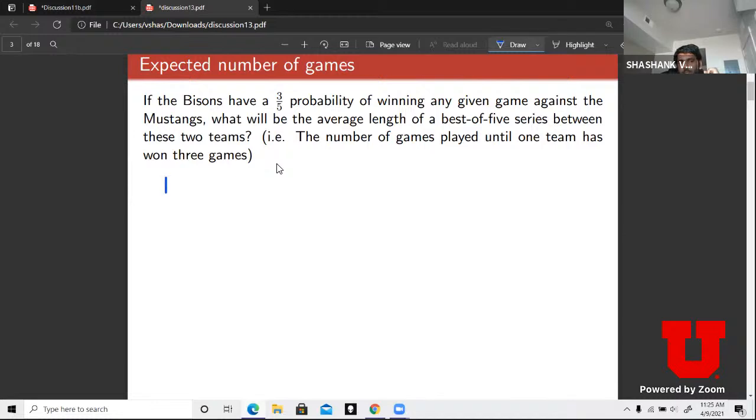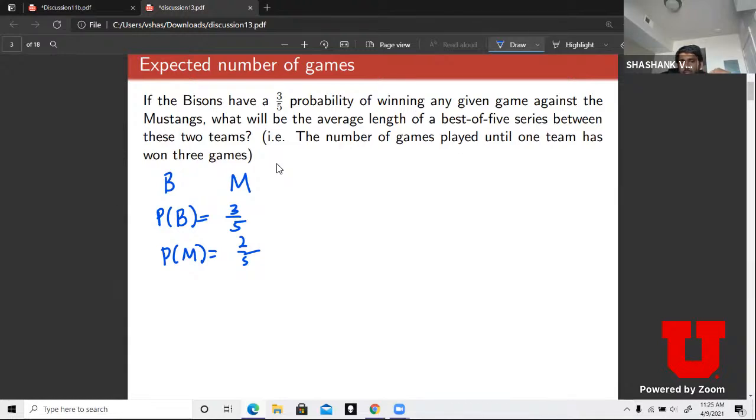So Bisons and Mustangs. So Bisons have 3/5 probability of winning any given game against the Mustangs. So probability that Bison wins, we'll just define it with P of B equals 3/5. And probability that Mustang wins, just basically probability that Bison doesn't win, that would be 2/5.